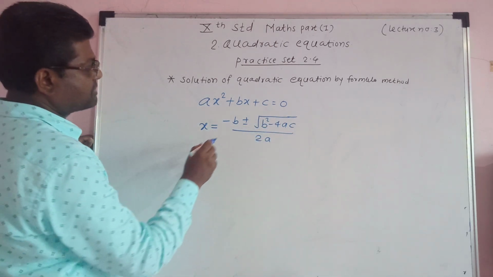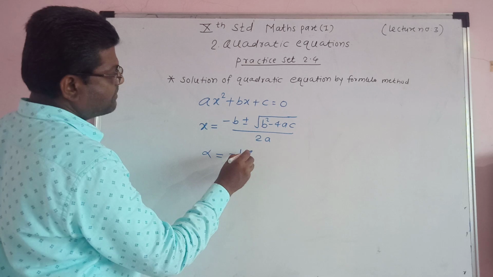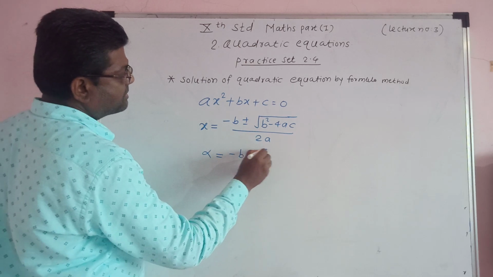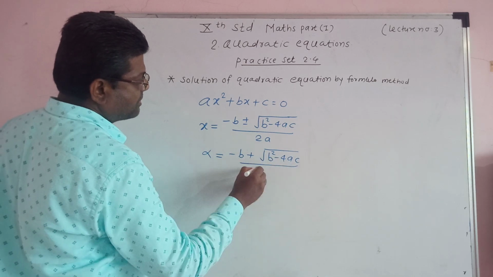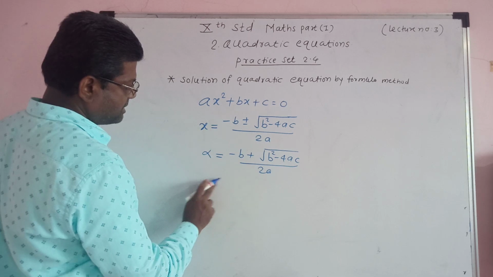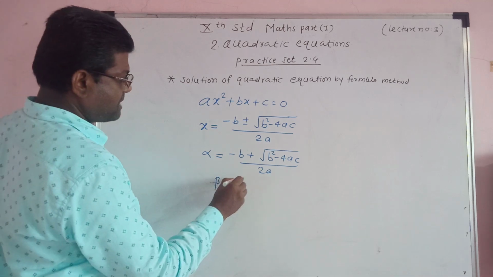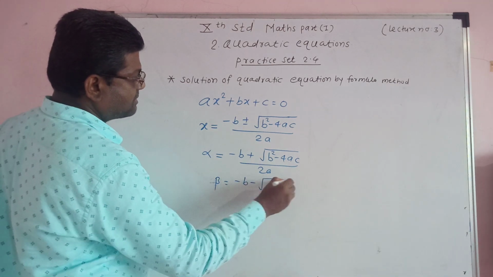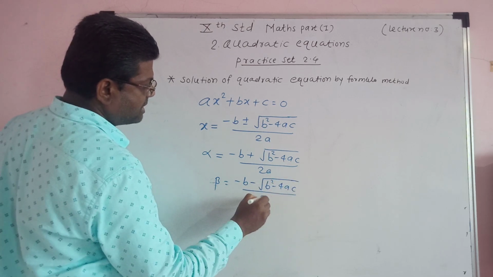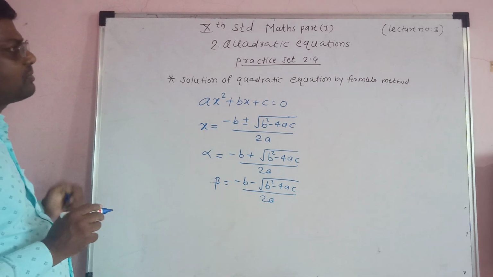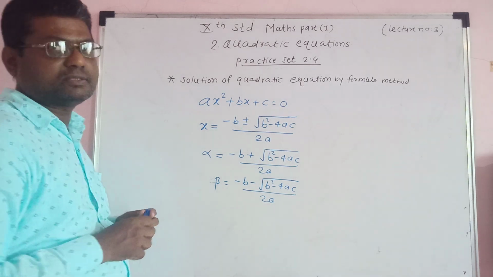Thus there are two roots, and the first root is denoted by alpha and it is given by alpha is equal to minus b plus in square root b square minus 4ac upon 2a, and the second root is called beta and it is given by minus b minus in square root b square minus 4ac upon 2a. Using this formula, we can solve any quadratic equation.